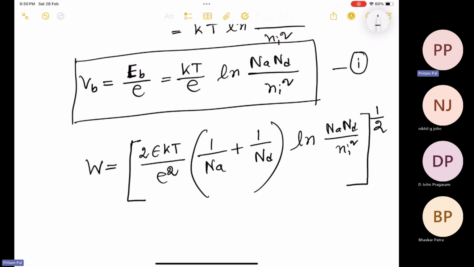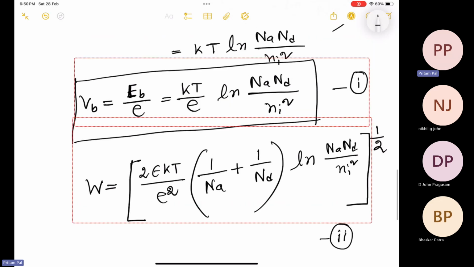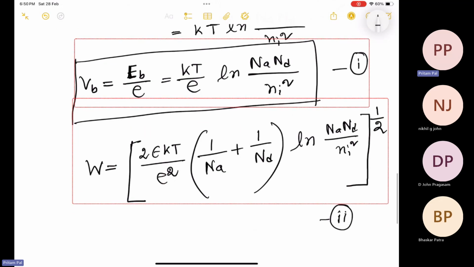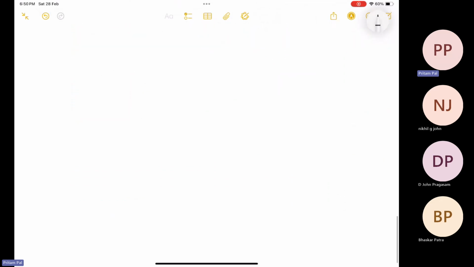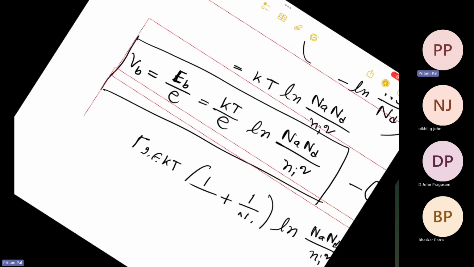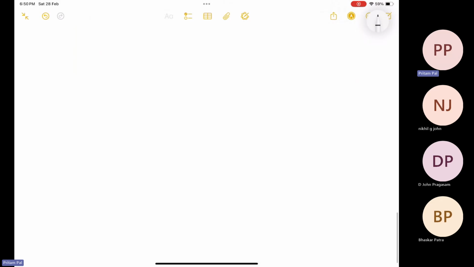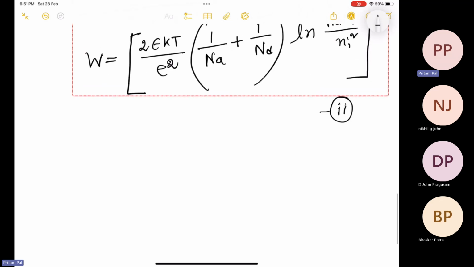So mark it as equation number 2. These two equations are very, very important, so you can note them down. To understand a little bit the forward and reverse biasing of the PN junction diode.